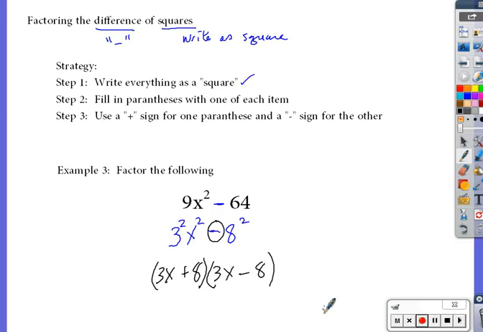Again, it's specific. If these didn't make sense to you, I would go back, rewind, rewatch, and the process is very distinct, very specific. You should copy these examples down. You should copy the strategies and the steps down for each of them, so that when you're doing the problems on your own, you have a model to follow.